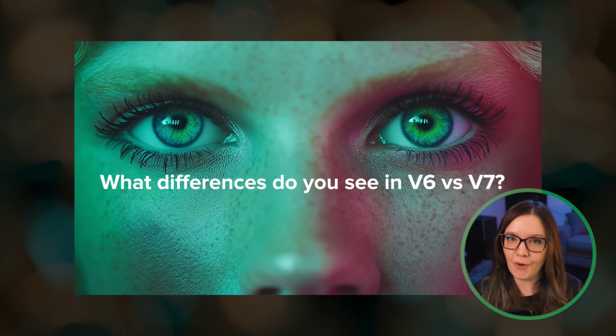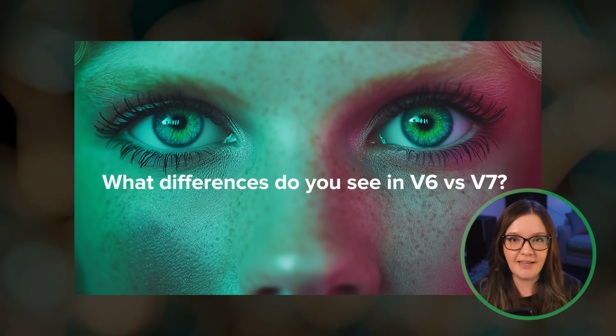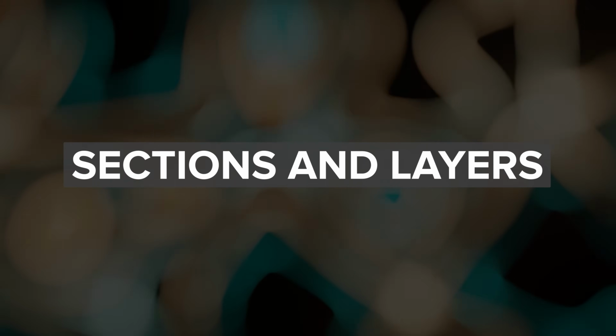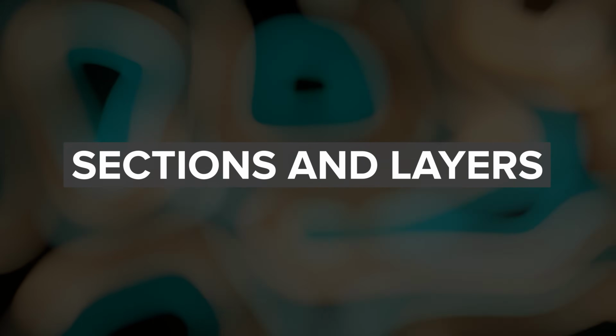If there's a style or a subject that you've noticed is better or worse in V7, please comment down below. I'm really enjoying exploring some of the differences between V6 and V7. Another tip is to break the composition into sections or layers.